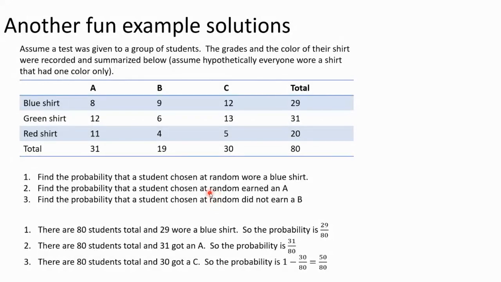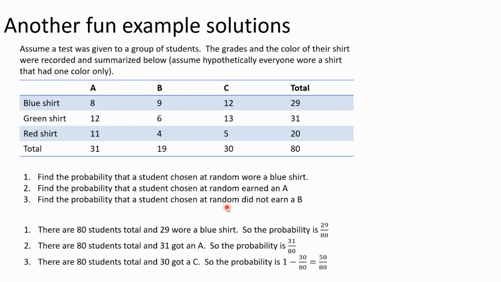What about the next one? What's the probability that a student chosen at random got an A? Well, how many students got an A? From this column, we can see that 31 students got an A. And again, there are 80 students, right? So the probability would be 31 divided by 80. I think I said divided by A, I'm sorry, 31 divided by 80.